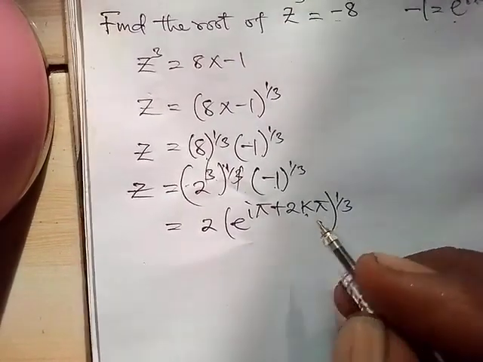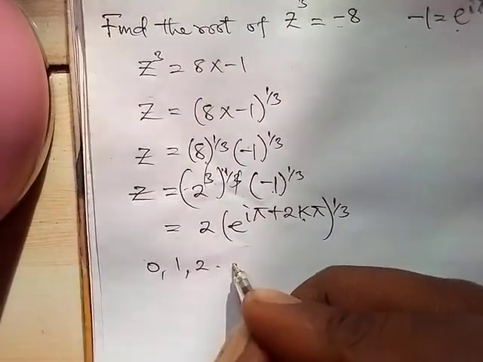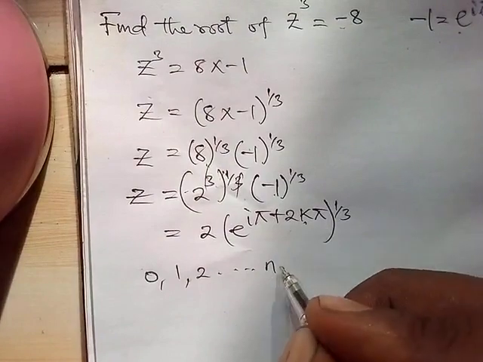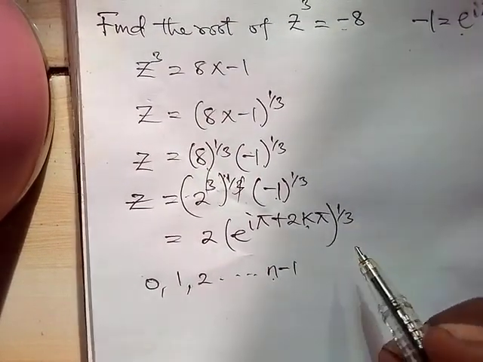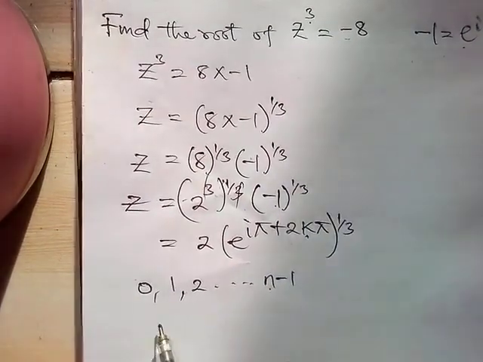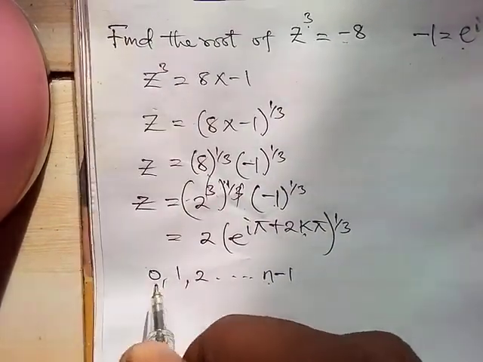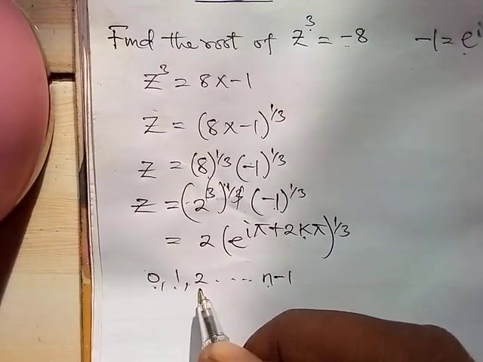K is a constant and it ranges from 0, 1, 2 until you get to that power minus 1. Since we have raised to the power 3, 3 minus 1 is 2. So we're going to find it for k equals 0, find it for 1, and find it for 2.